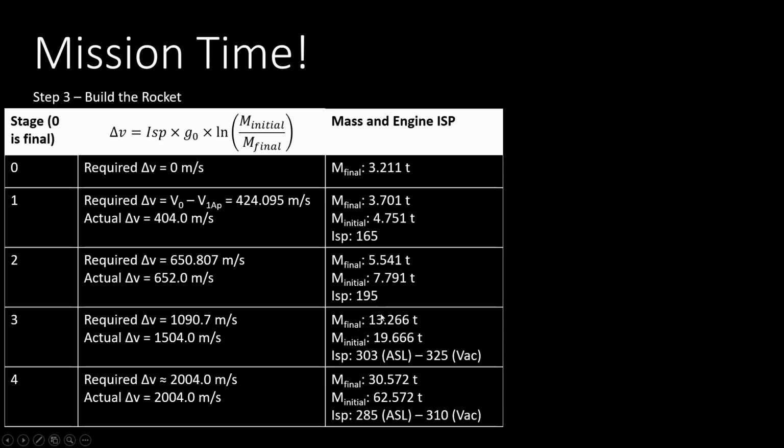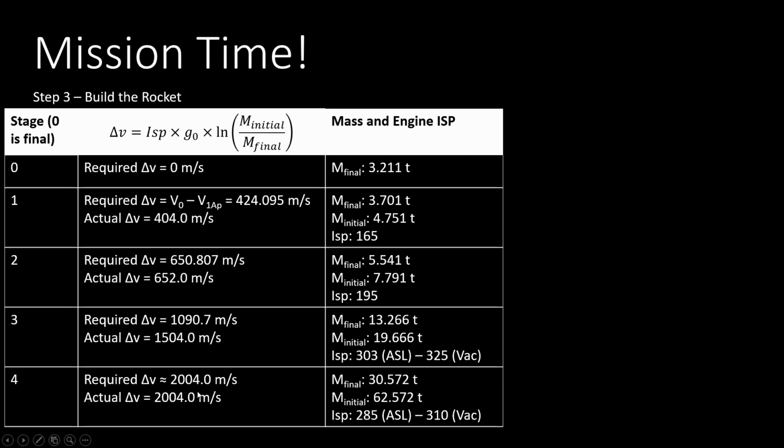Unfortunately, due to the restrictions of the game, we actually result in too little delta V by 20 meters per second in stage 1, and too much delta V by about 2 meters per second in stage 2. However, we do have a trick up our sleeves to counter this later on.